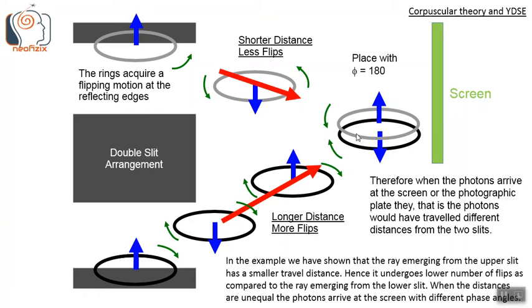Hence, when the distances are unequal, the photons arrive at the screen with different phase angles. So here we have shown the phase angle difference as 180. This is oriented up and this is oriented down. But it can arrive at any phase angle, 0 to 180.